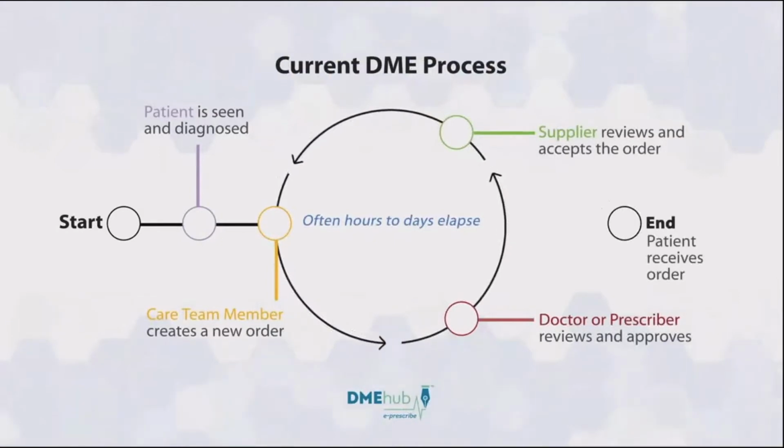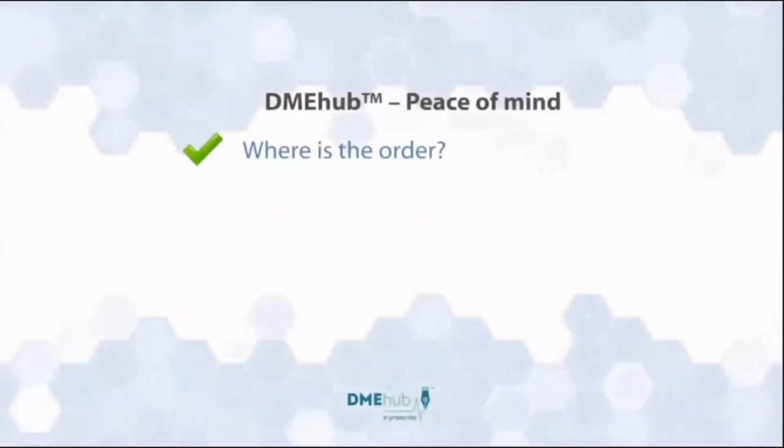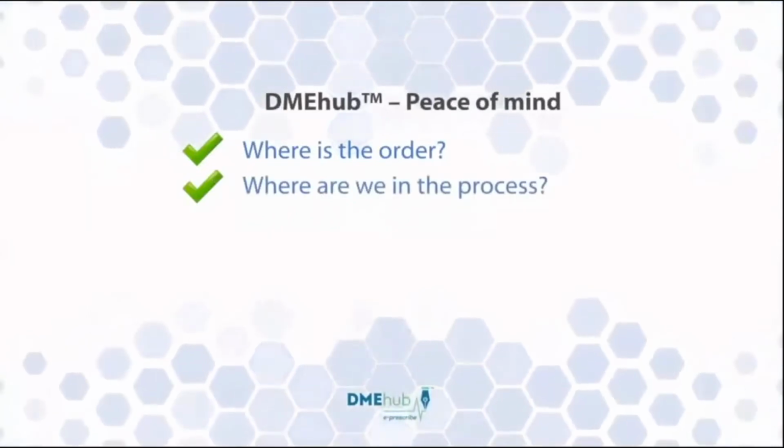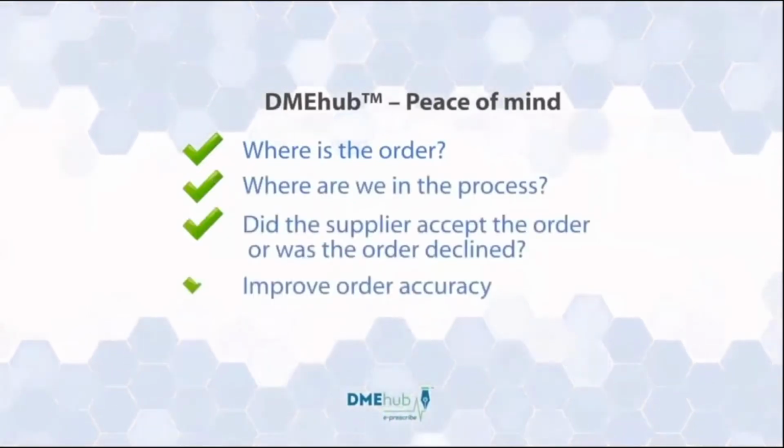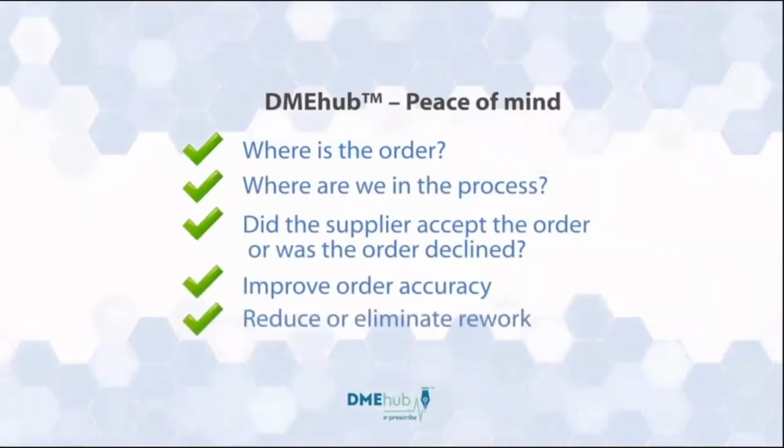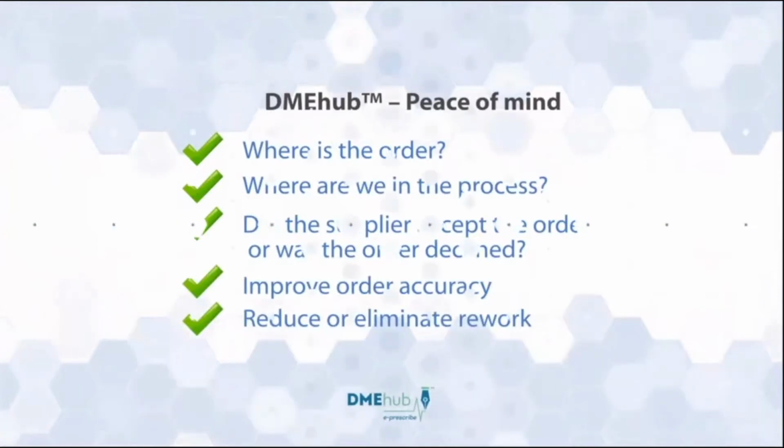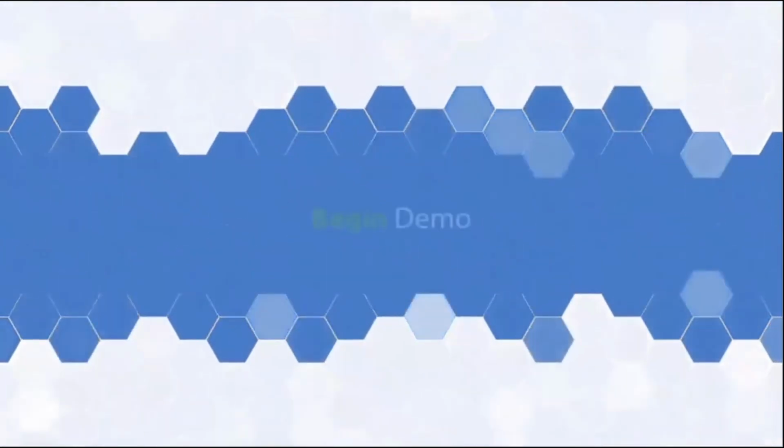The DME Hub e-prescribing platform also provides you with peace of mind by knowing where is the order, where are we in the process, did the supplier accept the order or was the order rejected, is all the documentation correct, is the patient going to receive the equipment. DME Hub provides one central place to get the answers to all of these questions. Finally, DME Hub provides a one-and-done experience that generates all the necessary prescription and CMN data upfront, so the prescriber only signs the order once.